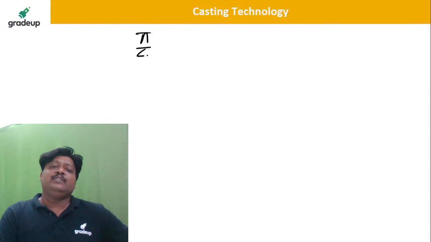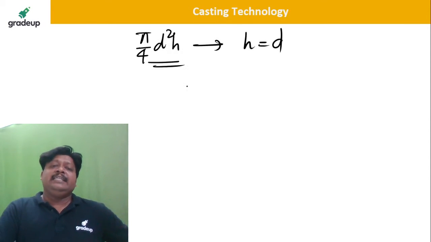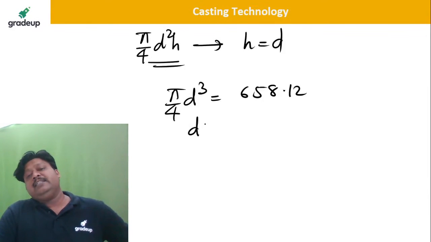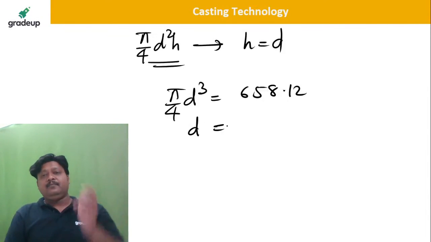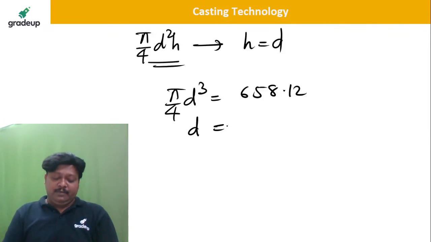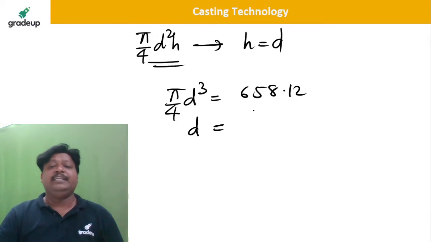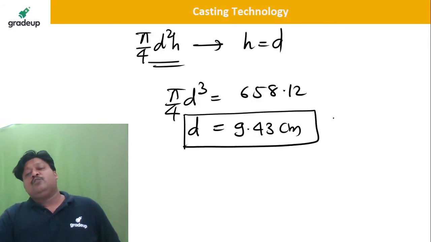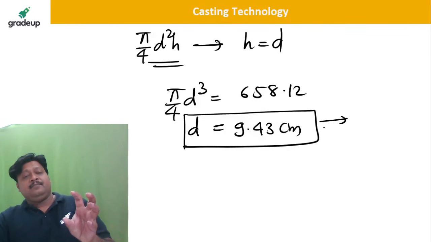Based on this, if you are now calculating the riser diameter, the volume of a cylindrical riser is pi by 4 d square h, and they are saying here the height is equal to the diameter. So if I write this, pi by 4 d cube is equal to 658.12. Then I can get the diameter as 658.12 multiplied by 4 divided by pi, and the cube root of the answer, how much is it? 9.43 centimeter. So this is the diameter that you have obtained.